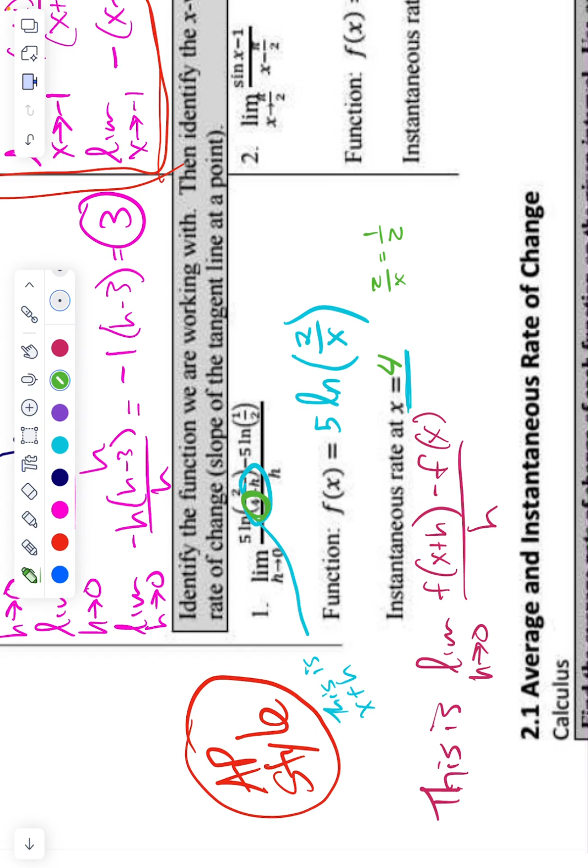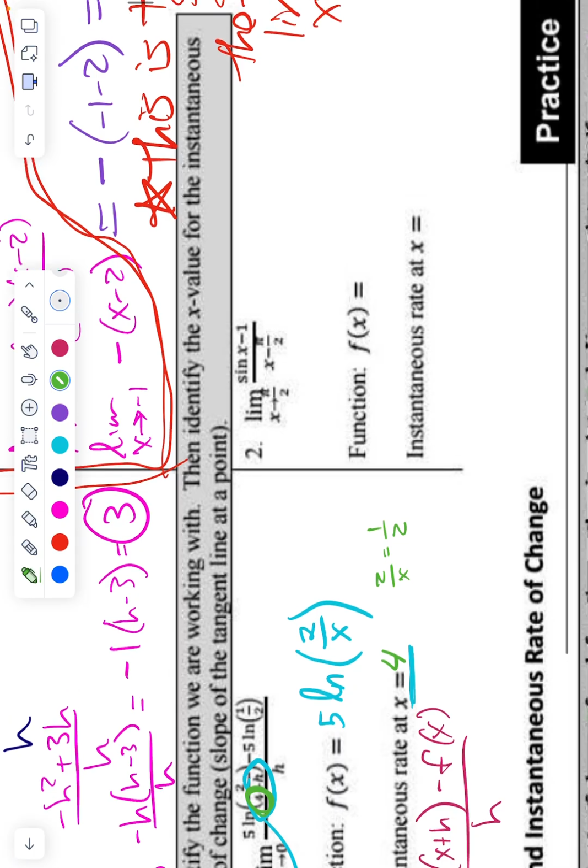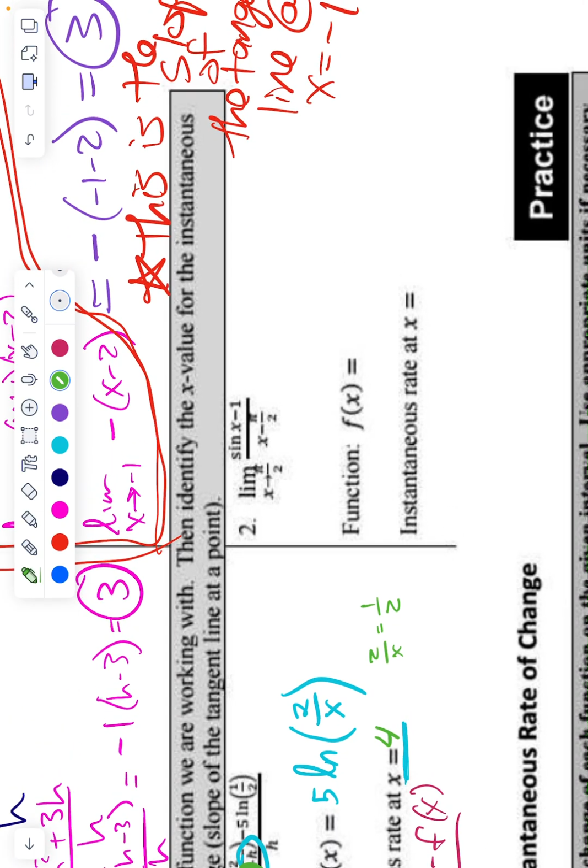This form is worse. It's more confusing than the other one. Let me show you what I mean. Does everybody see this second example is the other version of the difference quotient? So go ahead and write this one down underneath. I bet you can do this one a little bit better.